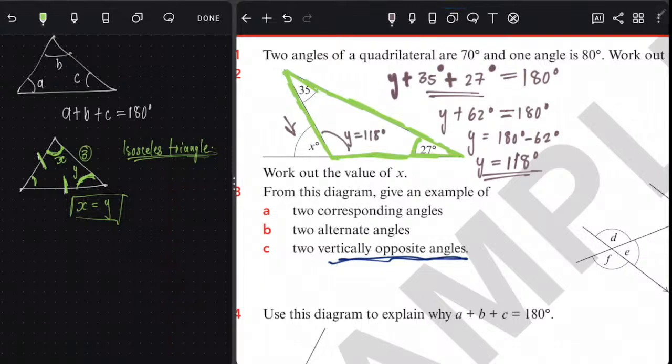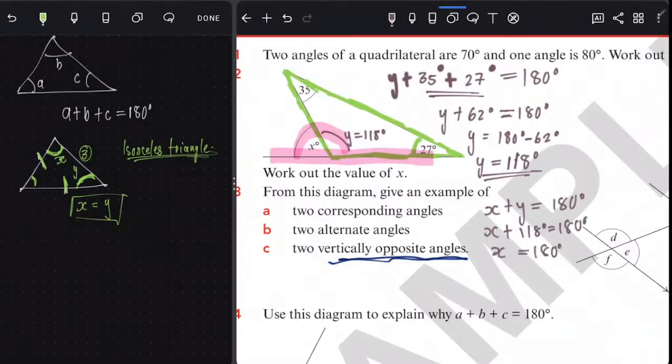Now, how do I get X? It's now easy. What can you see about Y and X? Where are they? They are on a straight line. Yes, that's so easy. This is simple stuff. And we know that angles on a straight line add to give you 180. So what should you write? X plus Y is equal to 180 degrees. X plus 118 degrees is equal to 180 degrees. Which means to get X, you say 180 degrees minus 118 degrees. What do you get? 62 degrees. So this is 62.